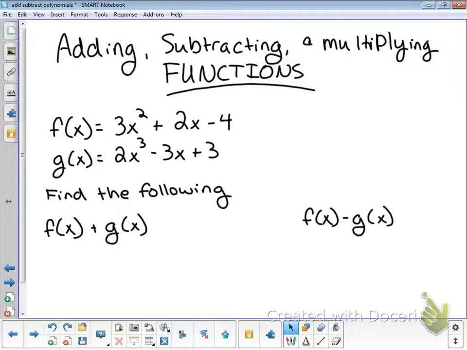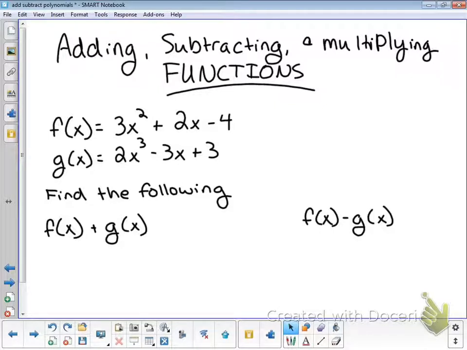This video is an extension of what we've been doing in class. We've been adding, subtracting, and multiplying polynomials, and I'm going to just add a little bit to this, and we're going to be writing those polynomials as functions. Okay, now this is something that you see that really has to do more with notation than it does learning anything new.